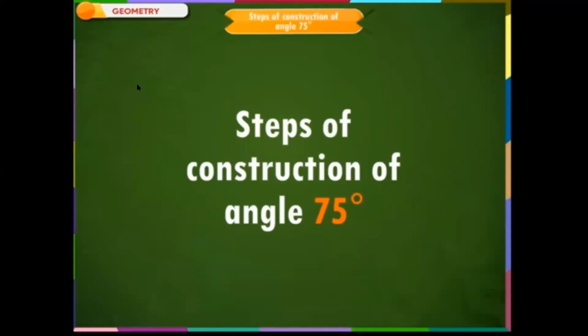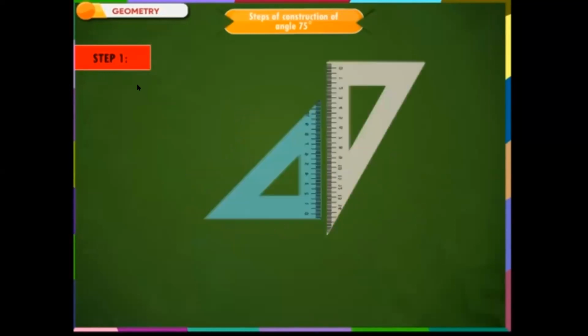Steps of construction of angle 75 degree. Step 1. To construct an angle of 75 degree, use both the set squares in combination as 45 degree plus 30 degree is equal to 75 degree. Step 2. As there are two angles of 45 degree in a 45 degree set square, it can be placed in two different ways, and a ray BC can be drawn starting from the vertex B, measuring 45 degree as shown.